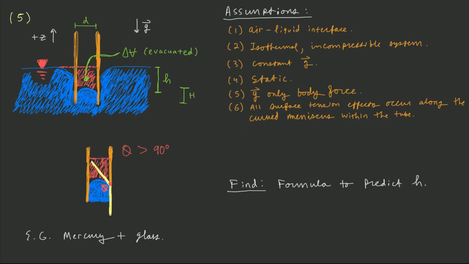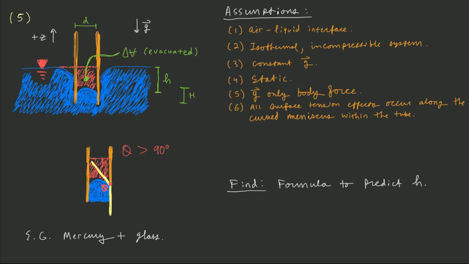So the goal here is to find a formula to predict h, or the displacement of the liquid level surface within the capillary tube relative to the free ambient surface. Here we show h defined as this displacement from the free ambient surface all the way down to the free liquid surface within the capillary tube. And big H is defined as the distance from the bottom of the capillary tube to the free liquid surface within the capillary tube. And then in the diagram below, we just show how the definition of the contact angle remains the same as it did from the previous video.